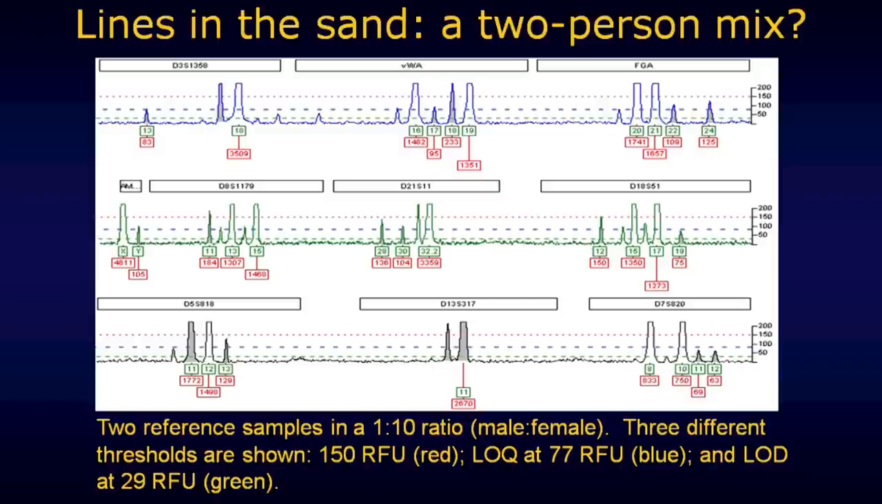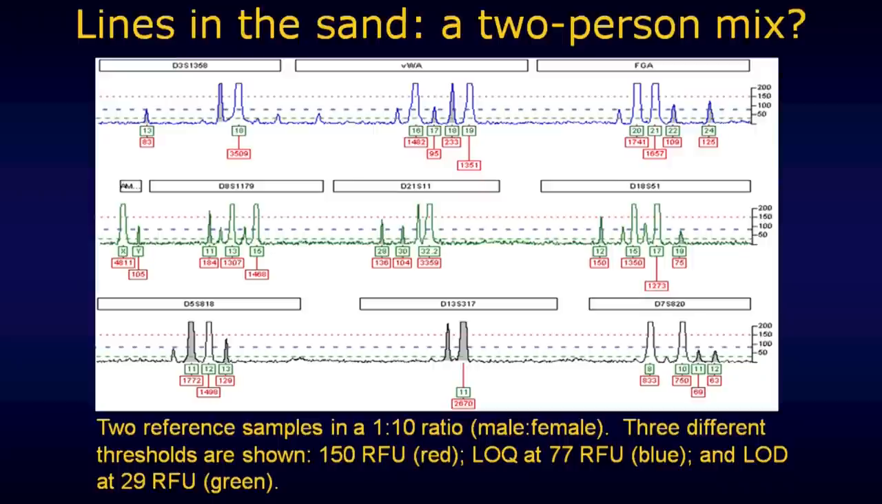The bottom line, by using this more statistically based approach to distinguish between signal and noise as opposed to a minimum peak height threshold, we've been able to convert this sample from one that looks like a single source sample to a mixture of a major and a minor contributor. And I'd like the attorneys who might be watching this video to stop and think what the implications of that might be.